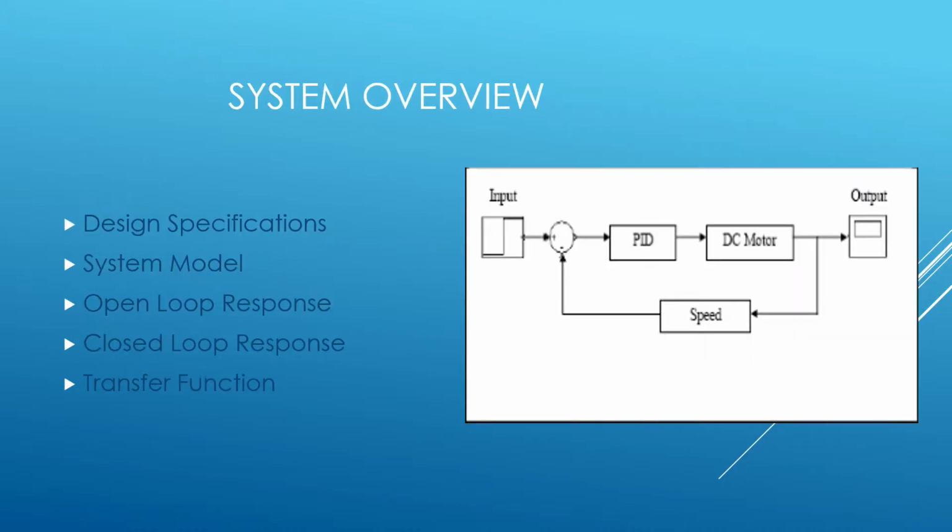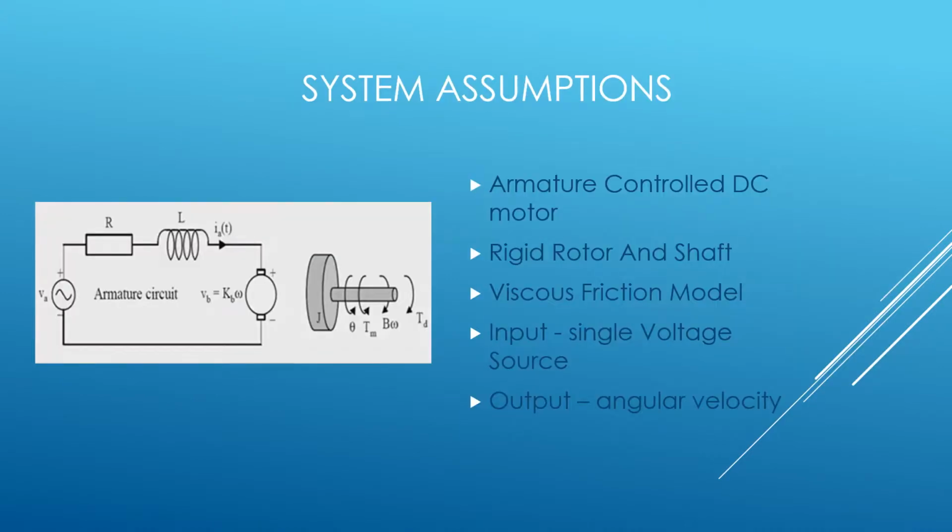In this system overview, we're going to be talking about the design specifications, the system model, open loop response, the closed loop response, and the transfer functions for this system. The system assumptions for this model are that our DC motor is a brushless DC motor, that we're dealing with a rigid rotor and shaft, that we have a viscous friction model, that we have a single voltage input, and our output is angular velocity.